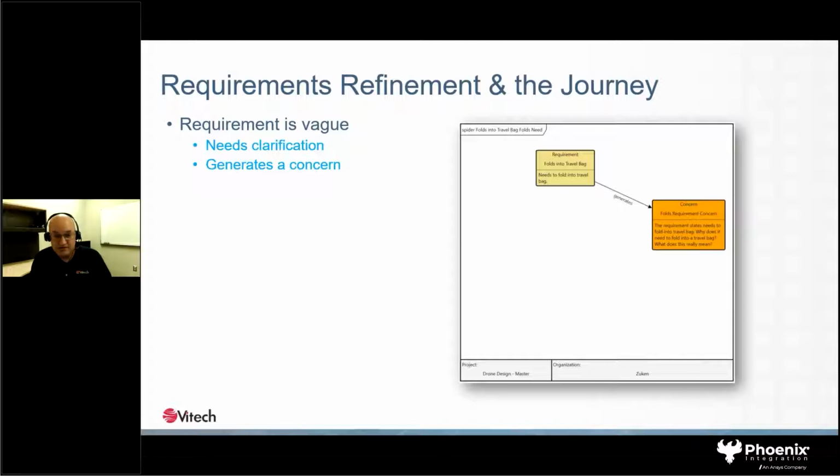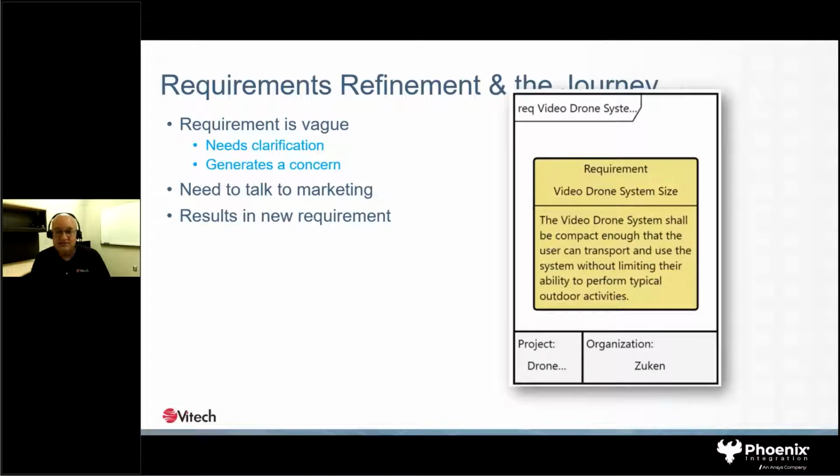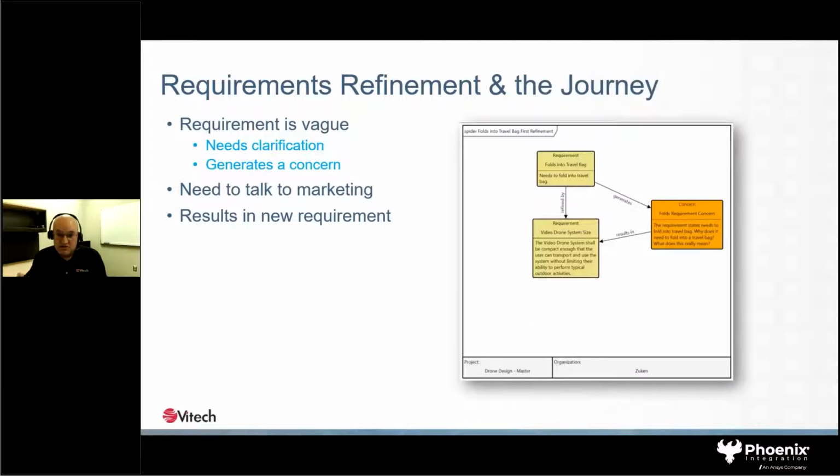We continue to evolve that particular requirement. We talk to marketing and it results in a new requirement. And again, this particular requirement expands upon that idea that it folds, but it's around the idea that the user can transport the system, and I don't want it to interfere with their normal activities. And ultimately that word compact enough becomes abstract and obscure. So again, if we talk about the journey, my concern resulted in a new requirement. And you can see this, and it's captured within the meta model to show that journey.